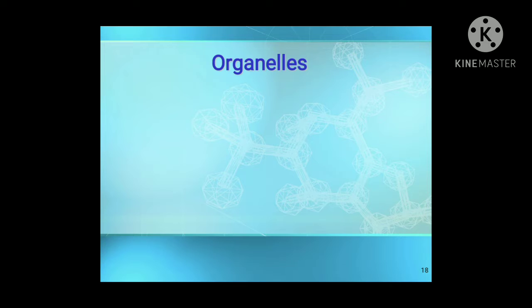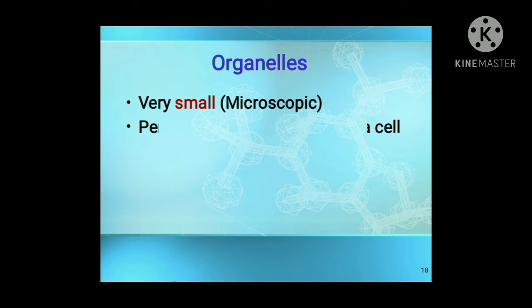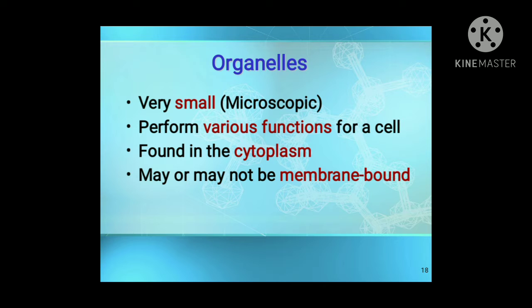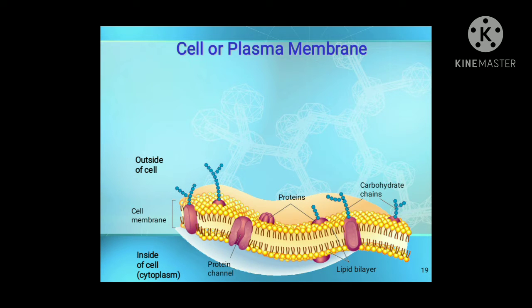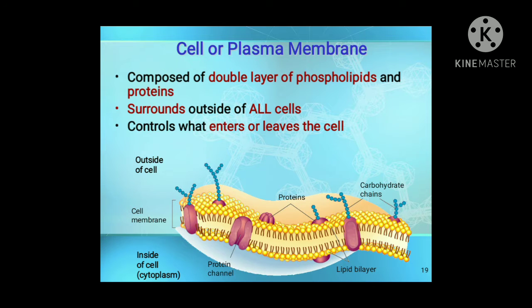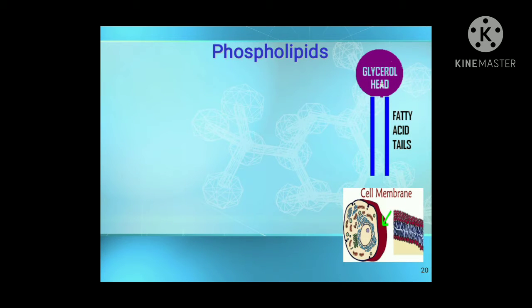Organelles. Organelles are very small or microscopic. They perform various functions for a cell. They are found in the cytoplasm, and may or may not be membrane-bound. The cell membrane or plasma membrane is composed of a double layer of phospholipids and proteins. It surrounds the outside of all cells and controls what enters or leaves the cell. It is a living layer.